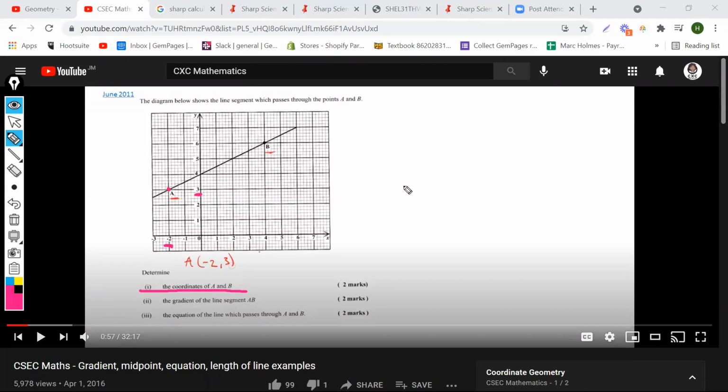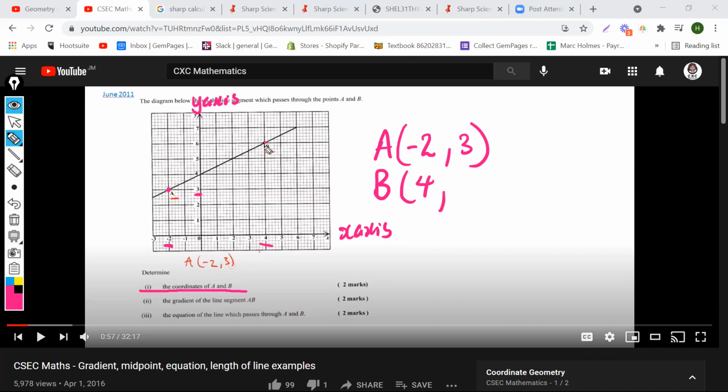And 3. So for A, -2 is the x, because the x-axis is here. And for the y-axis, that's the point for A. Make sense? So -2 and 3. And then the point for B now, B is at x is 4 and y is 6.